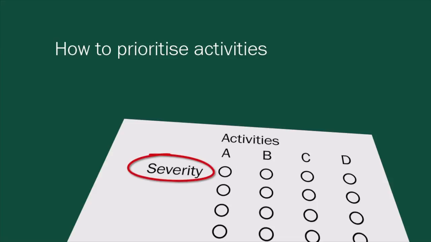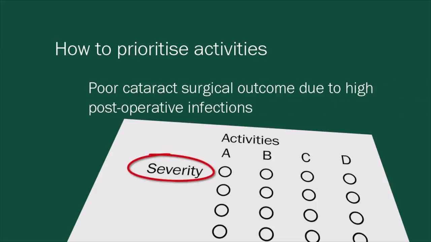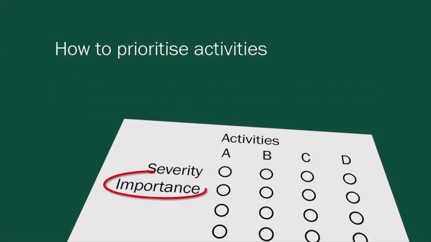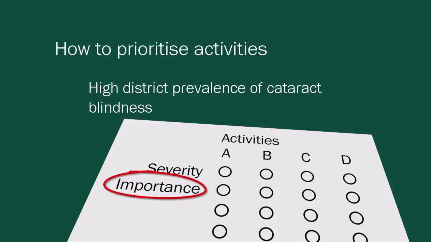For example, if cataract surgical outcome is poor due to high postoperative infections, a severity score of 5 points would be valid. Importance. This category is based on local need. So, for example, a high district prevalence of cataract blindness might be awarded 3 points.